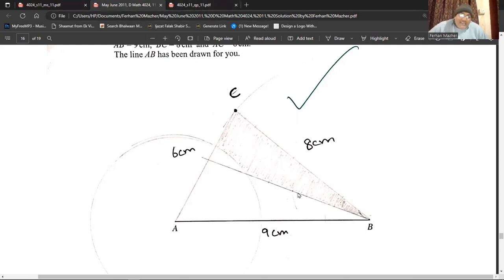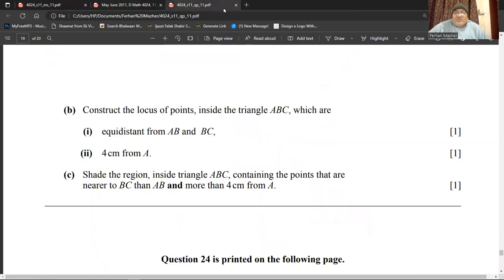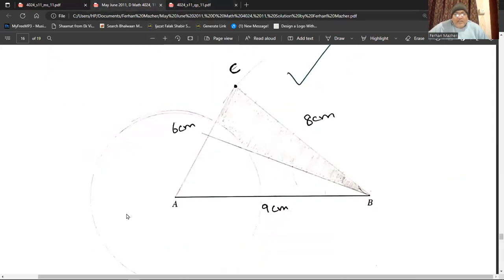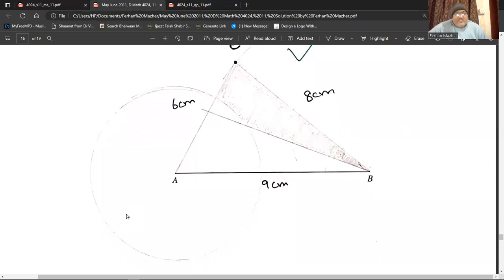And when you walk on that angle bisector, you remain always equidistant from these two lines, AB and BC. Then in second position, it says 4 centimeter from A. If you are at a certain distance from A, you will draw a circle around that point. So taking A as a center, draw a circle of 4 centimeter around A.